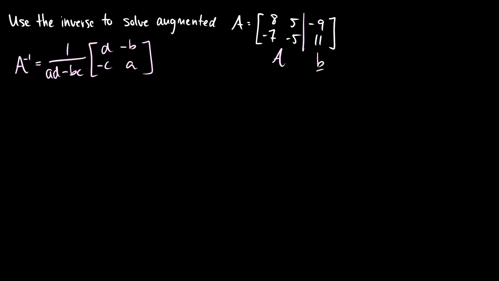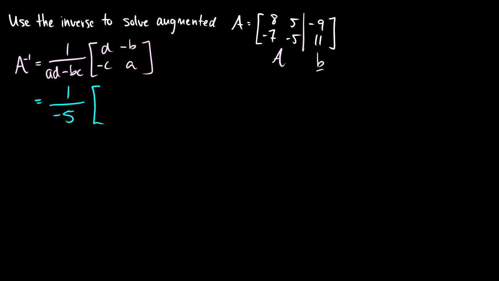So let's plug in some numbers here. 1 over AD minus BC. So A times D is negative 40, that's 8 times negative 5. And BC is 5 times negative 7, which is negative 35. So here we have negative 40 minus negative 35. I'm just going to add this up quickly. So this is going to equal negative 40 plus 35, which is just negative 5. So this is going to be negative 1/5. I'll put the negative at the bottom.